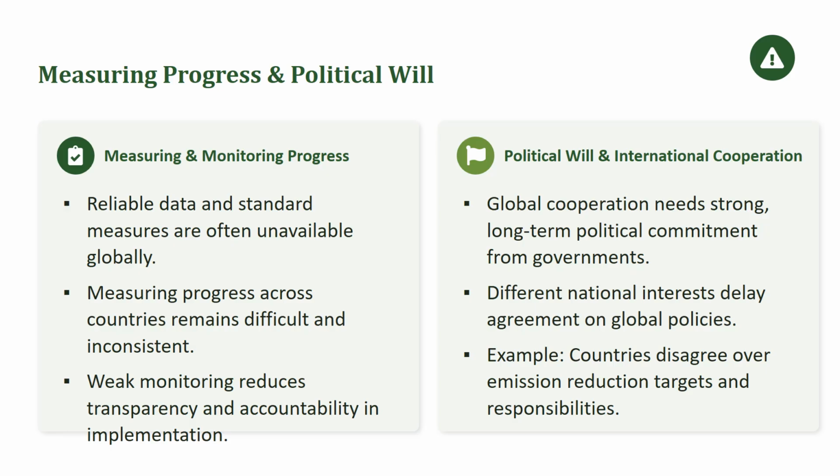And moving on to political will and international cooperation, global cooperation needs a strong long-term political commitment from the government for proper sustainable development implementations. So different national interests will delay the agreement on global policies. For example, countries disagree over the emission reduction targets and the responsibilities.